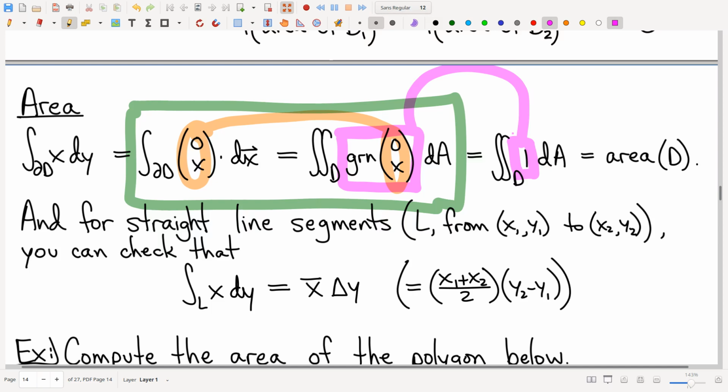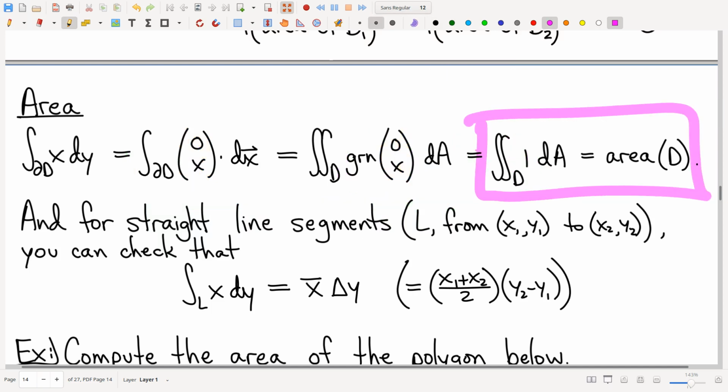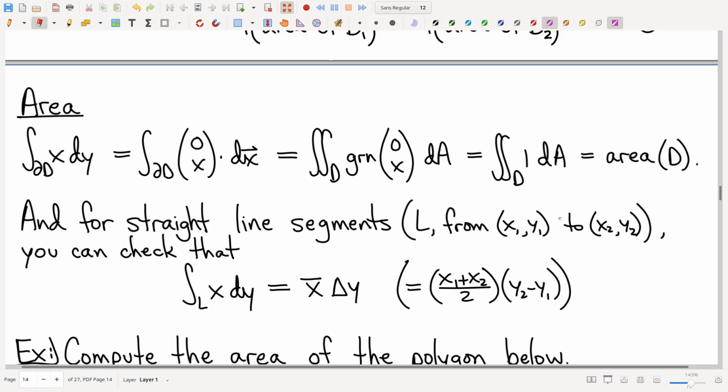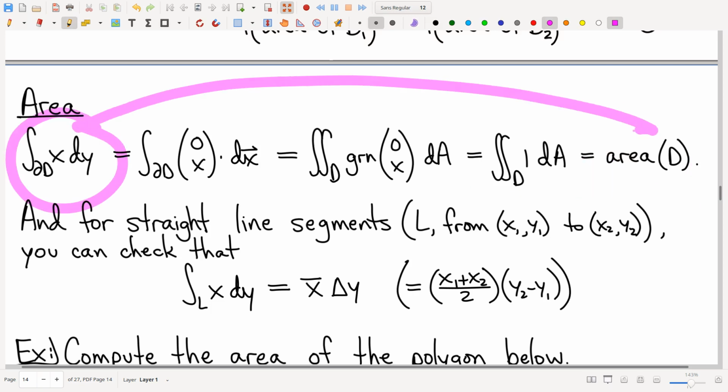Why does that matter? Well, the reason that matters is because if you're looking at an integral of 1, of course, no surprise, that just gives you area, right? You're literally adding up over the entire D. You're adding up 1 times the little pieces of area. Namely, you're adding up all the pieces of area. That gives you the total area. Okay, so all together then, this compact little integral will compute area for you.